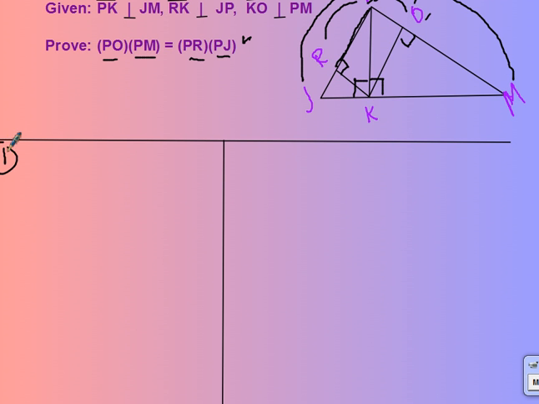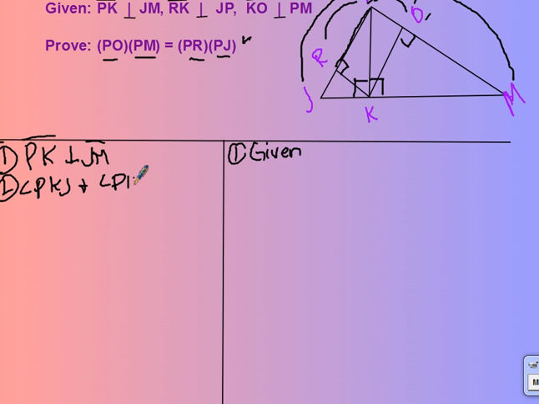Okay, so let's start off with our first given. We've got PK perpendicular to JM. That's a given, and that's going to give us some right angles, which in turn is going to give us some right triangles. So we're going to say that angle PKJ and angle PKM are right angles because perpendicular segments form right angles.